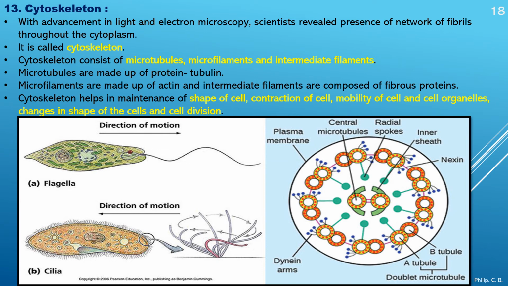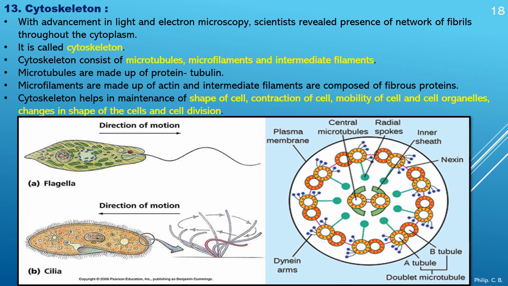Microtubules are made up of the protein tubulin. Microfilaments are made up of actin and intermediate filaments are composed of fibrous proteins. Cytoskeleton helps in maintenance of shape of the cell, contraction of the cell, mobility of the cell and cell organelles, changes in shape of the cell and cell division. So you can see the importance of the cytoskeleton: to maintain the shape, contraction of the cell, mobility of the cell and cell organelles, change of the shape of the cells and also in cell division.